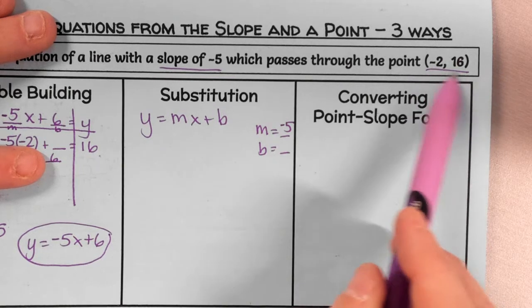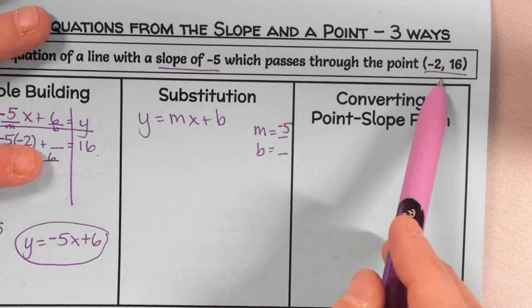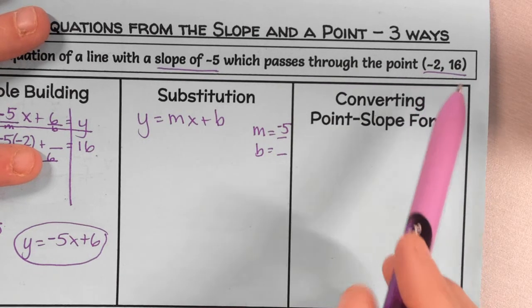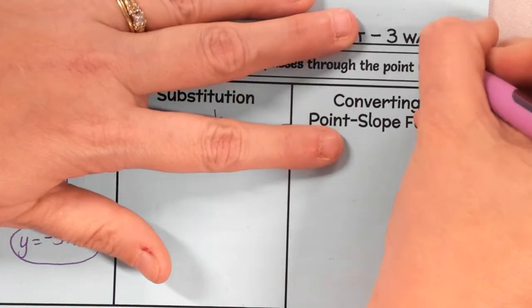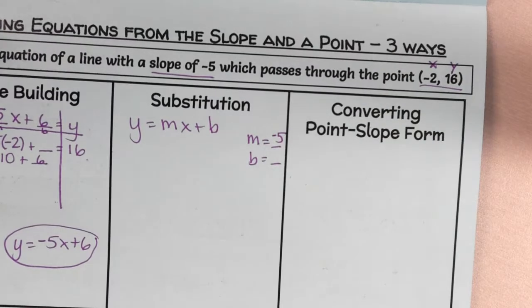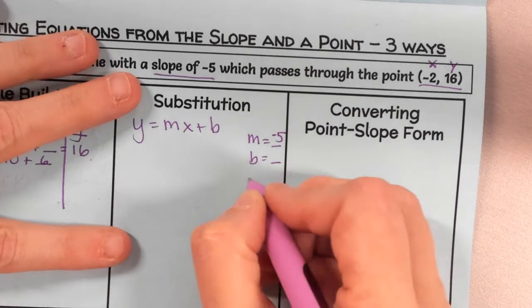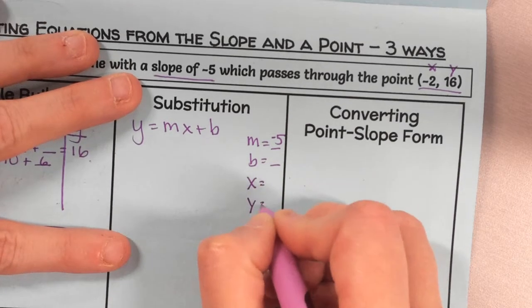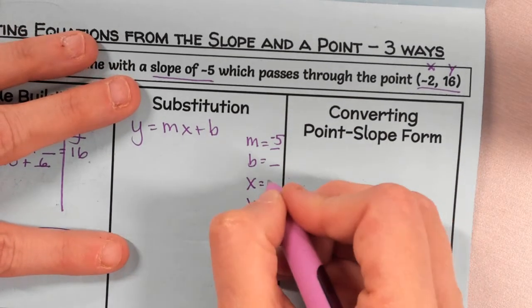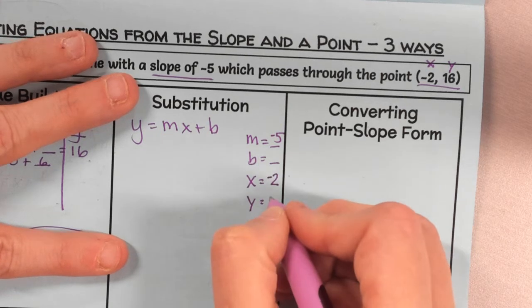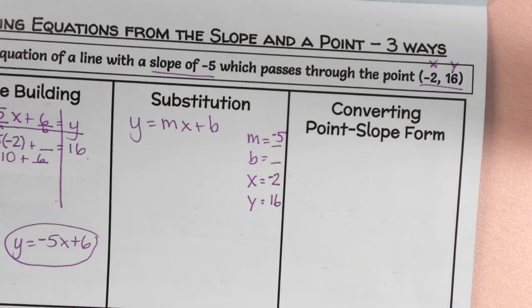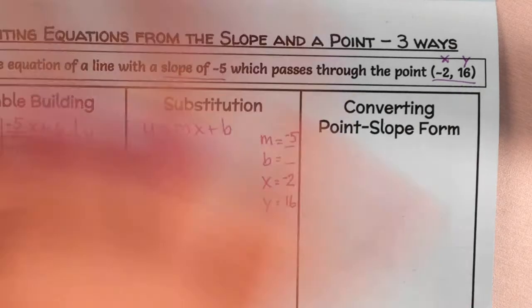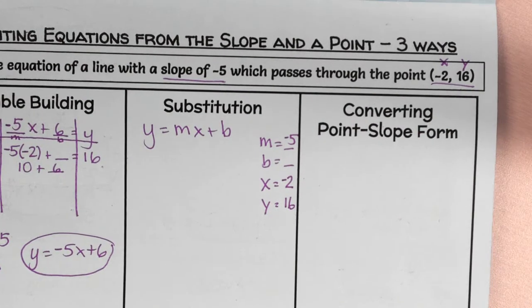They gave me this coordinate here. What do I know about this coordinate? An x and a y. It's not the y-intercept, but it has an x and a y, right? So I also have an x and a y. The x I have is negative 2, and the y I have is 16. Okay, so again, all I've done at this point is list down everything they gave me.